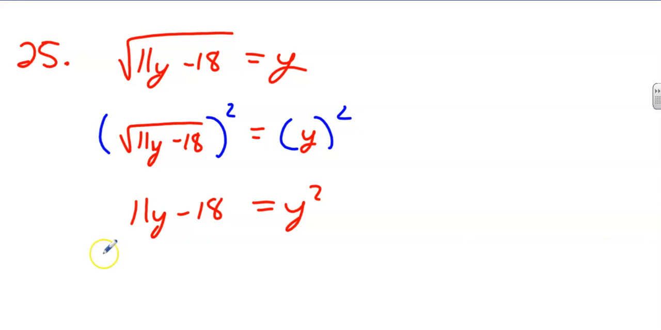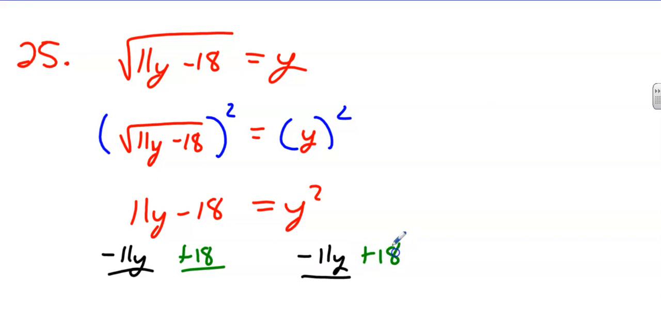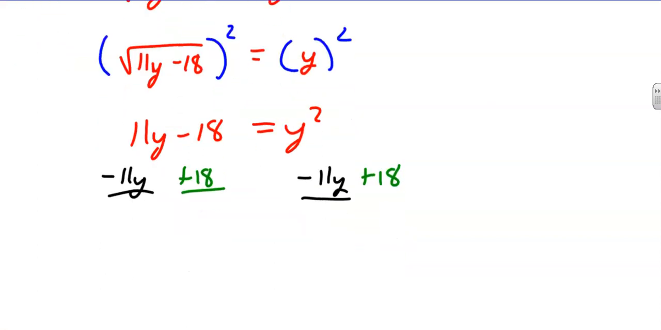So to make the factoring work, let's move everything over here with the y squared. We'll move the 11y over here by subtracting it. We'll move the 18 over here by adding it. So that should get us 0 over here. y squared minus 11y plus 18 on the right hand side.